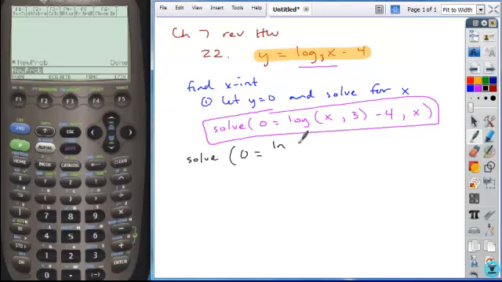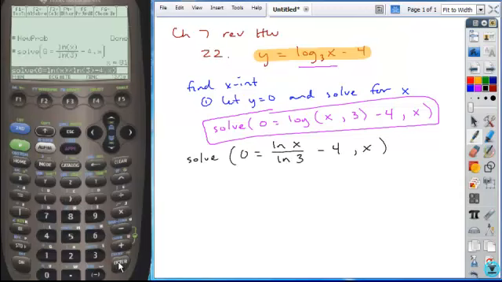So ln of x divided by ln of 3. That's equivalent to this log base 3 of x. And then we're going to subtract a 4 and solve for x. So if I use the solve feature and say 0 is equal to ln of x divided by ln of 3, and then subtract 4 from that and solve for x, I'd get my answer of 81. And you get your answer of 81 here as well.